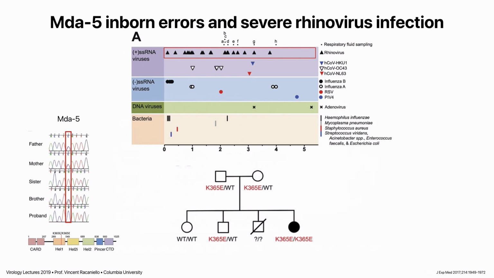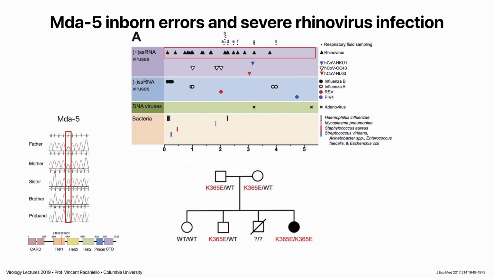rhinovirus. So they do respiratory fluid sampling, and they can say what viruses are in this person. Lots of rhinovirus infections, coronaviruses, influenza virus, respiratory syncytial virus, adenovirus, and even some bacterial infections. And so they sequenced the genome, the exome of this child and the child's parents and siblings. And they found a mutation. So here's a trace of the DNA sequence, which shows a difference in the child compared to the parents and siblings. So that's the child right there, the proband.